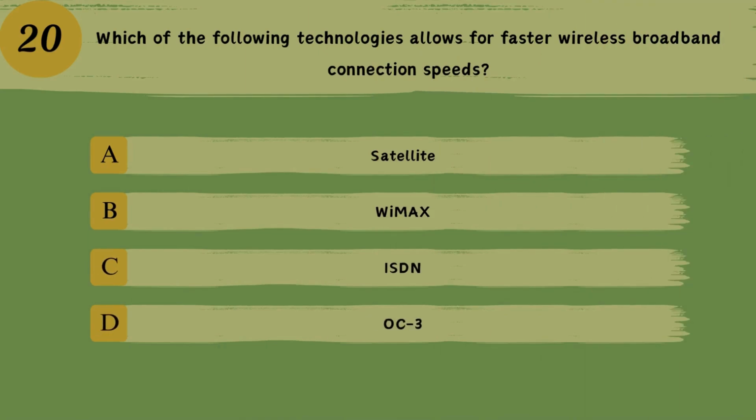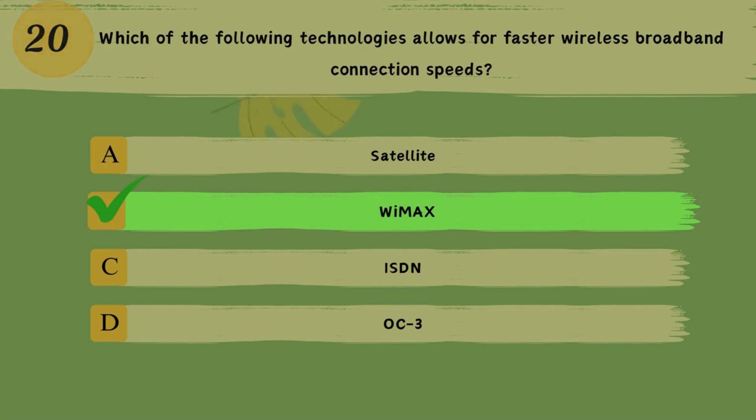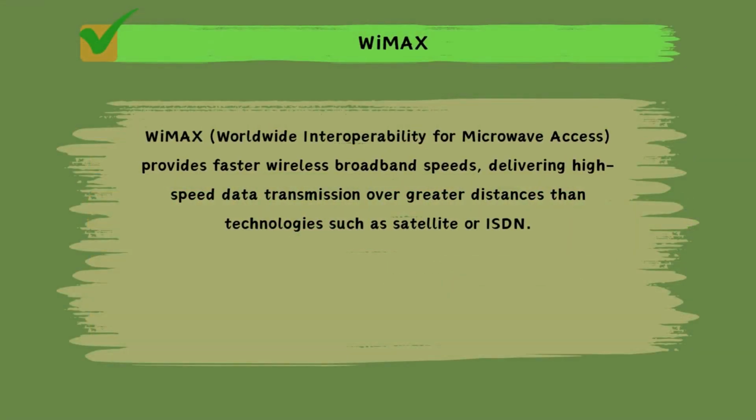Question 20. Which of the following technologies allows for faster wireless broadband connection speeds? A. Satellite. B. WiMAX. C. ISDN. D. OC3. Correct answer, B. WiMAX. WiMAX, Worldwide Interoperability for Microwave Access, provides faster wireless broadband speeds, delivering high-speed data transmission over greater distances than technologies such as satellite or ISDN.